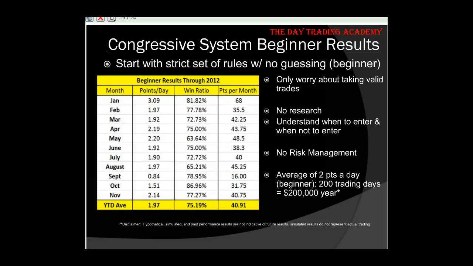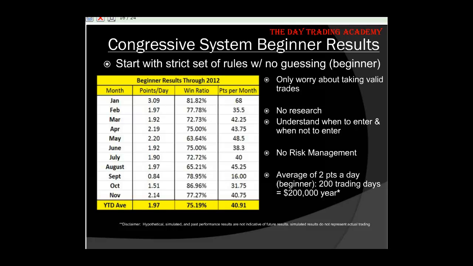This is beginner results, right? Not too bad. And this is only worrying about taking valid trades, right? This is no risk management, right? This is not moving our targets to make more money. This is not moving our stops to make less money. Candy, no, that's not $20,000. If you think of it this way, 2 points is $100. Okay, $100 times 10 is 1,000. 1,000 times 200 days would be 200,000 a year, Candy. So you're only figuring one contract, Candy. I'm talking about 10 contracts. That's what we always assume.